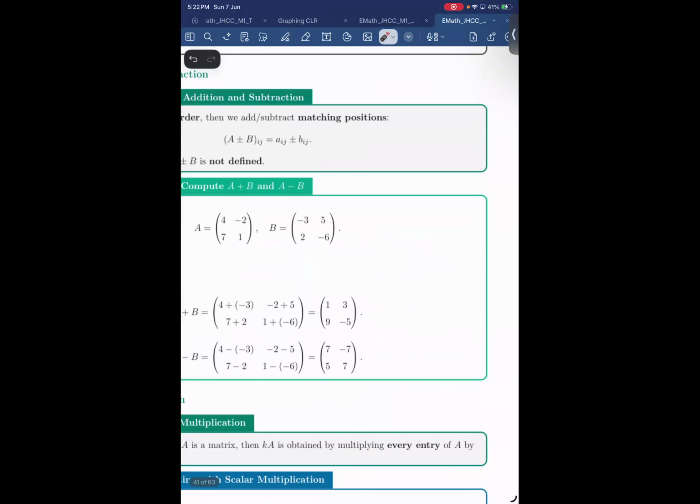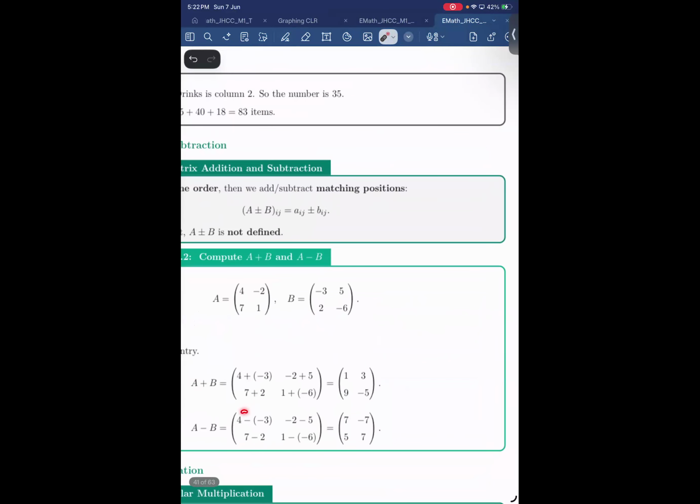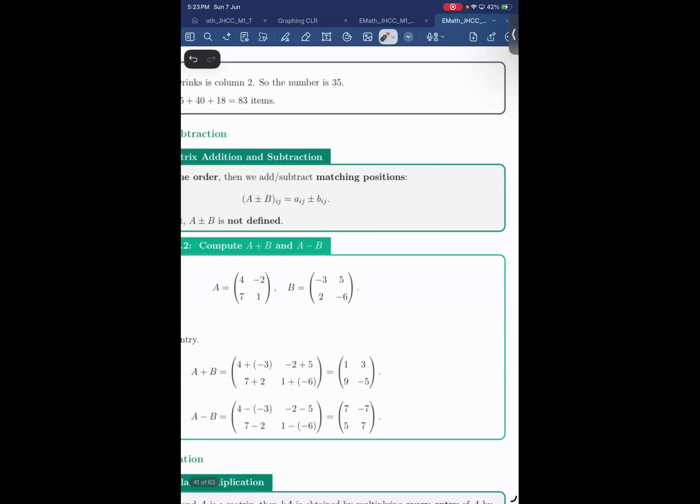Then addition and subtraction. This one is the simple stuff, right? You can just add element wise. Make sure once again you account for the negative sign, minus or minus for the plus. So each element just match it. And the matrices must have the same order. If they don't have the same order, then you cannot add or subtract them. Addition, then multiplication, maybe we can see about it later.